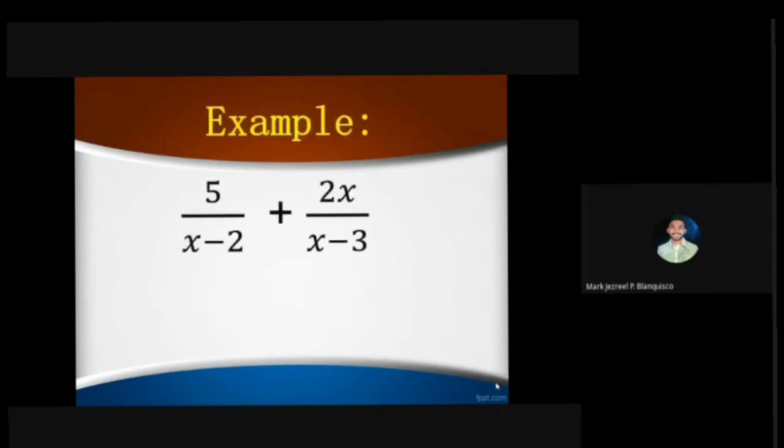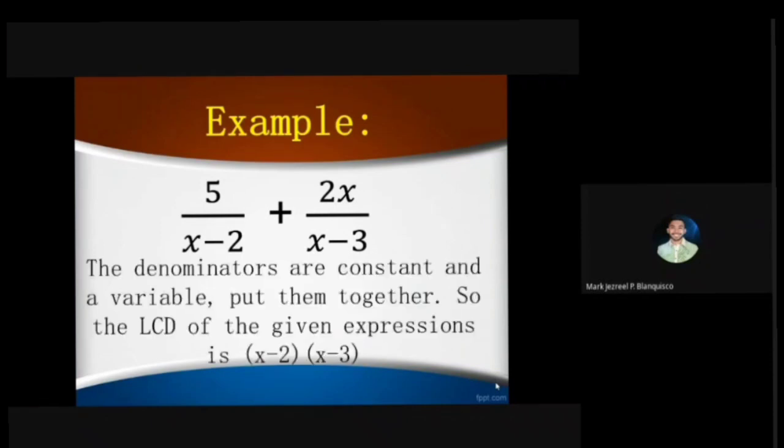Another example, 5 over x minus 2 plus 2x over x minus 3. The denominators are constant and a variable. Put them together. So the LCD of the given expressions is the quantity of x minus 2 times the quantity of x minus 3. And that is how to get the LCD.